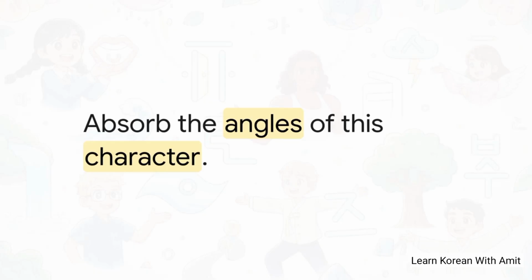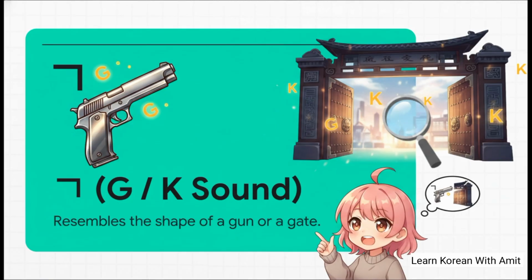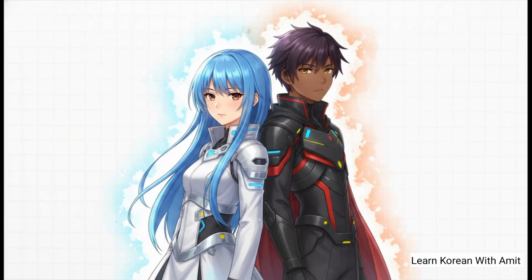Super easy. All right, let's see how this builds. Here is our next shape. Take a quick second to absorb this one. This brilliantly illustrates our next mnemonic. This character kind of looks like a gun. Or if you're not into that visual, maybe a gate. Gun or gate. And what sound do those words start with? Yep, you guessed it. This gives you your G or K sound. Gun equals G.